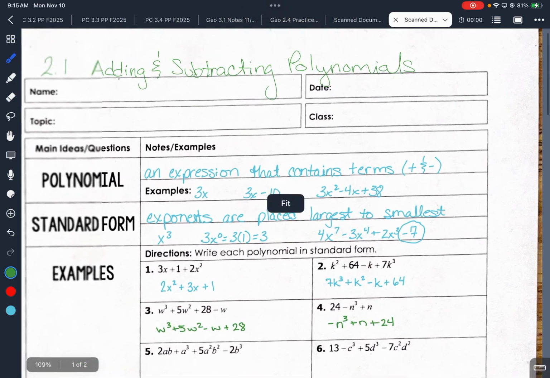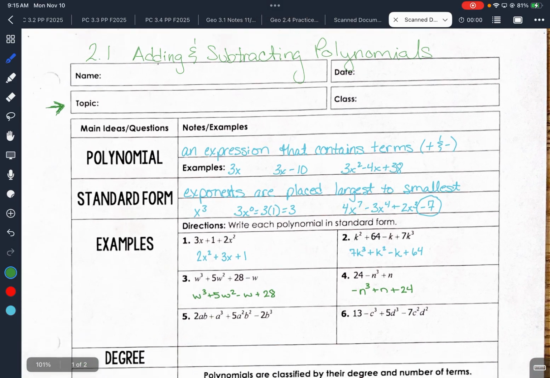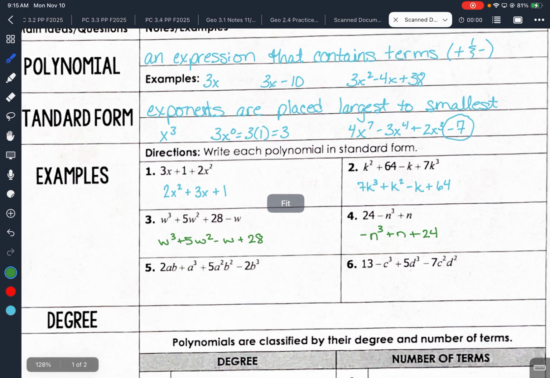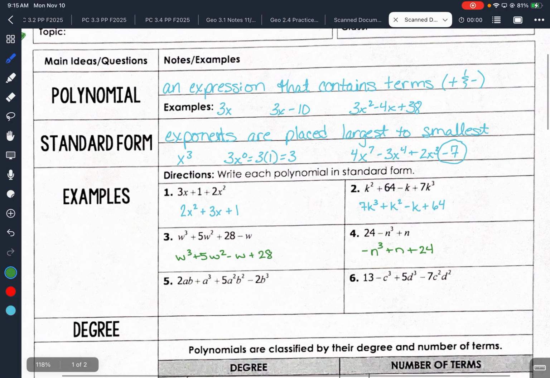So 2.1, adding and subtracting polynomials. We have the definition of polynomial and standard form. I wasn't recording, so we're getting back to it. There it is, so you can write it down if you need to.